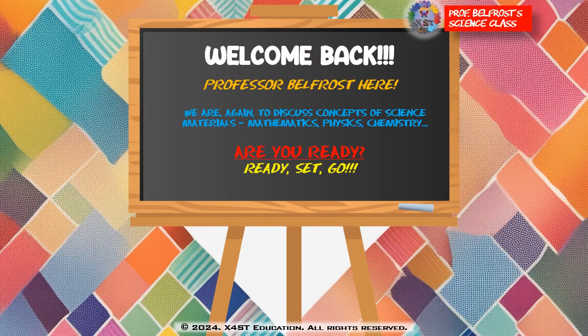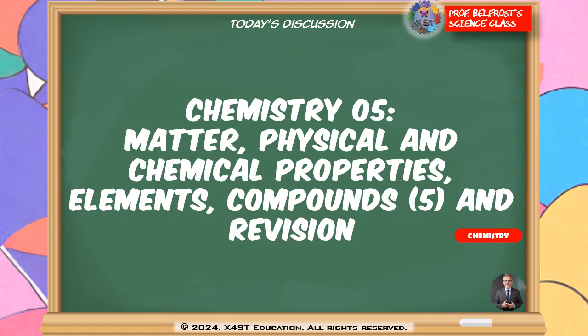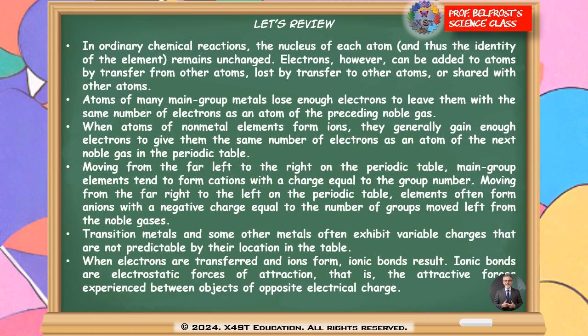Welcome back to my channel again. Today we'll continue our first chapter on chemistry, and we'll finish it up today. We're still in the chapter on matter, physical and chemical properties, elements, and compounds. Let's focus on ionic and molecular covalent compounds today.